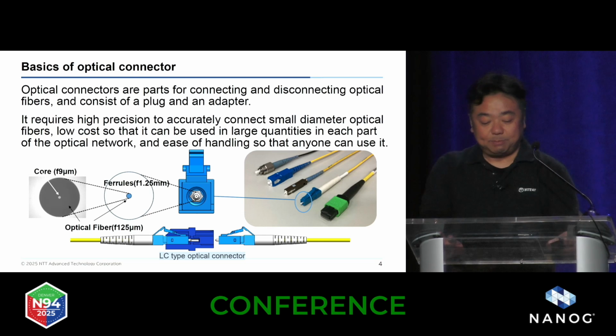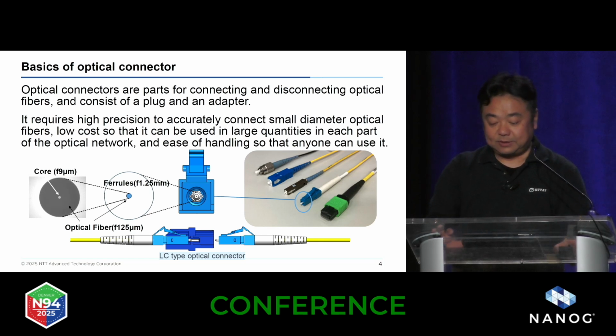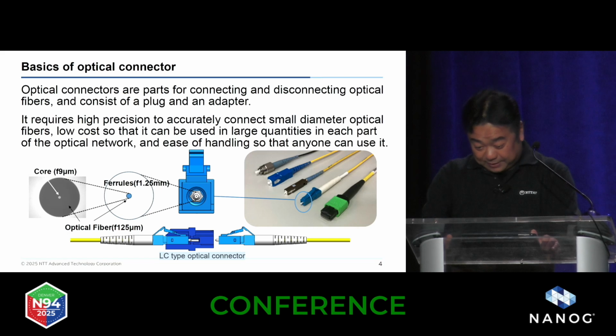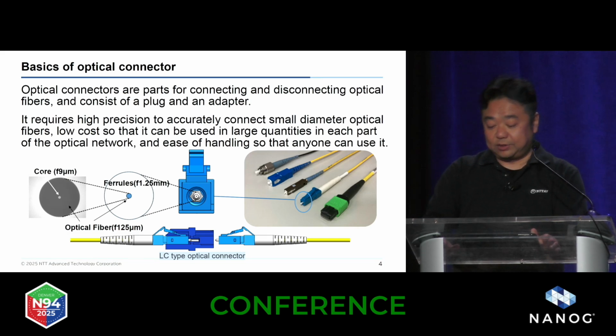Now let me give you a brief introduction to optical connectors. Optical connectors are components used to connect and disconnect optical fibers. They must be able to connect optical fibers accurately at low cost to allow mass use and ease of use, so that everybody can use them. Today, I'd like to introduce some of the new problems that have arisen as the speed of optical connections increased, and how to deal with them.